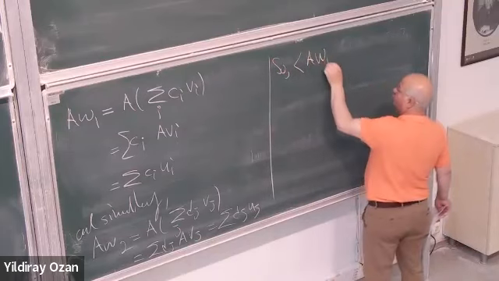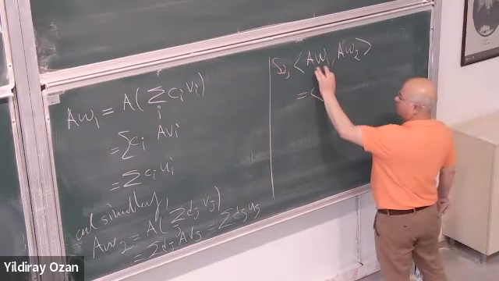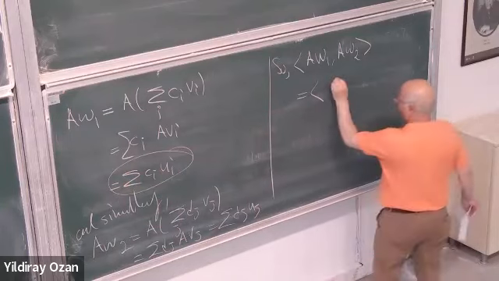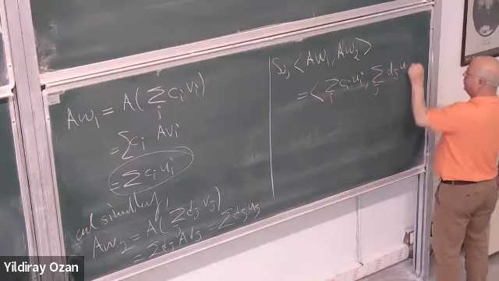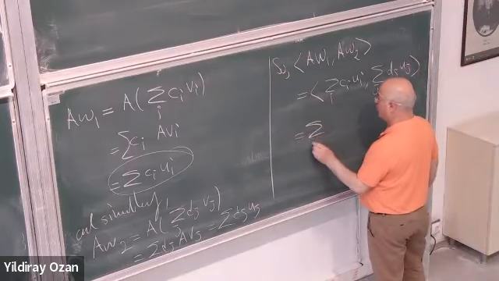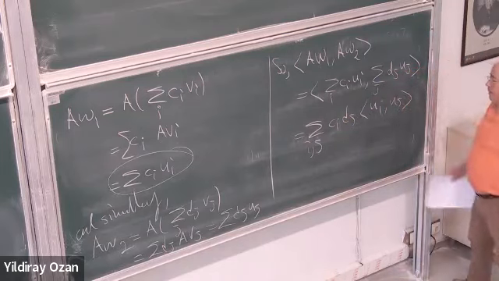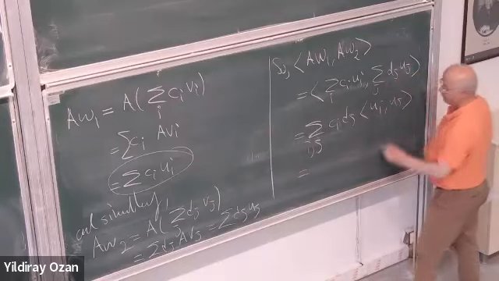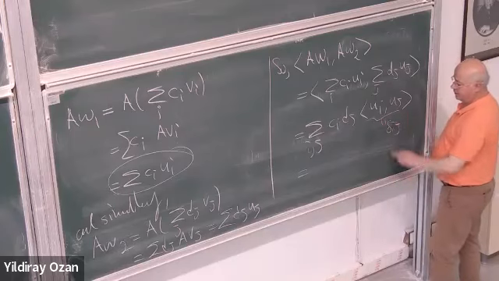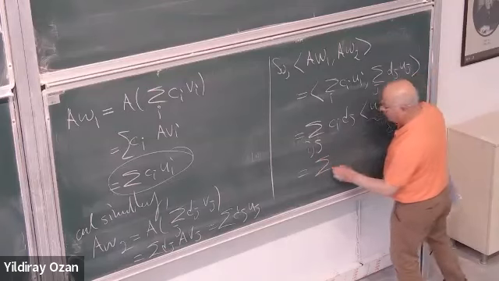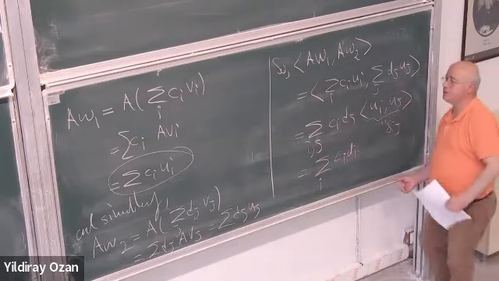So the inner product of AW1 and AW2, that's equal to, so instead of AW1, I can write this summation over I, Ci Ui, and this is summation over J, Dj Uj. And this is summation over I,J, Ci Dj times the inner product of Ui and Uj. And this is just Kronecker delta IJ, right? Because this is an orthogonal basis. It means this is zero if I and J are different, otherwise it is one. And this means this is just summation over I of Ci Di. So this inner product is equal to this number.